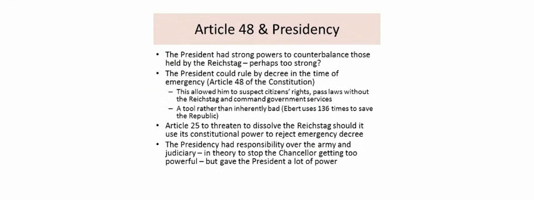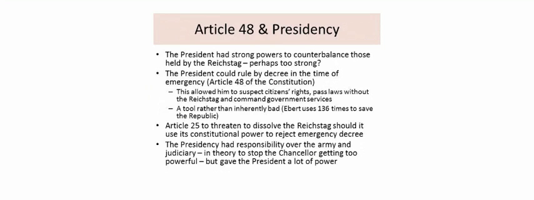The next major issue, and this is one that's simpler, which causes problems, is Article 48. This was designed to be an emergency power. The President could rule by decree, okay, rule by decree, in a time of emergency. This meant that he could suspend citizens' rights. He can pass laws about the Reichstag and take command of government services like the army and the police to do what he says. Okay? Now, this obviously gives a lot of power to the presidency.